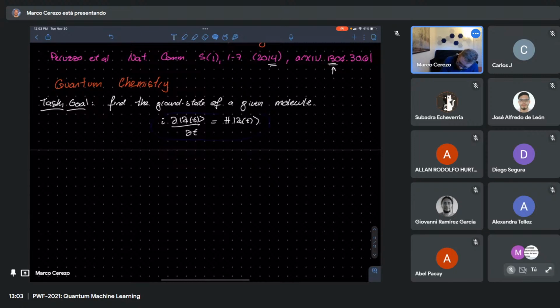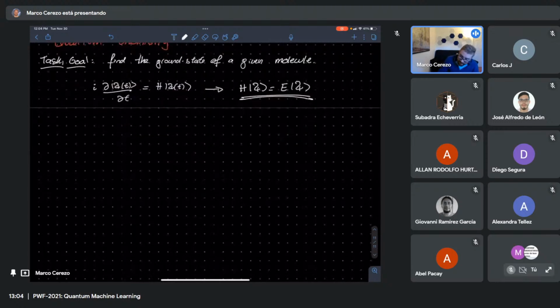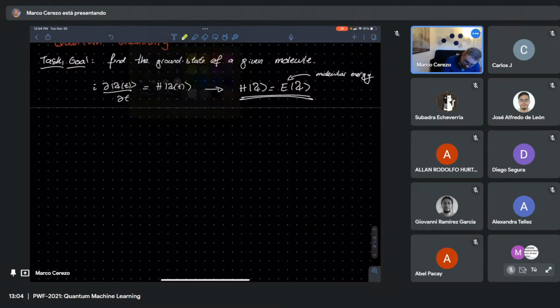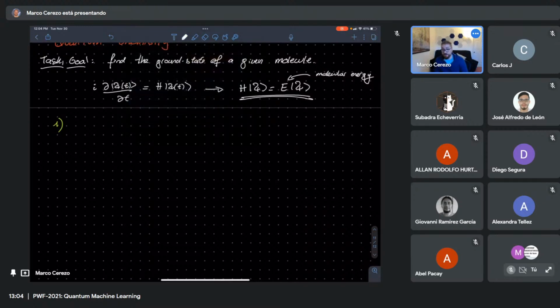So let's just redraw this. A lot of times, I want to find a state psi, which is the ground state of this Hamiltonian. This is the task that I'm trying to solve, right? I'm trying to find the ground state, and this right here is what we call the molecular energy. So let's go to our question number one. What was our question number one? How do we encode this into an optimization problem? Well, it's very easy, right? We just find the ground state of this Hamiltonian.